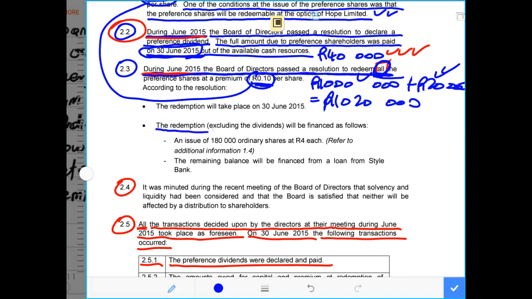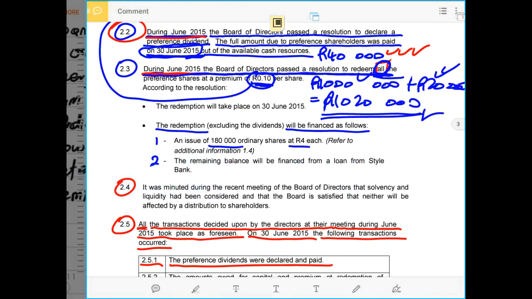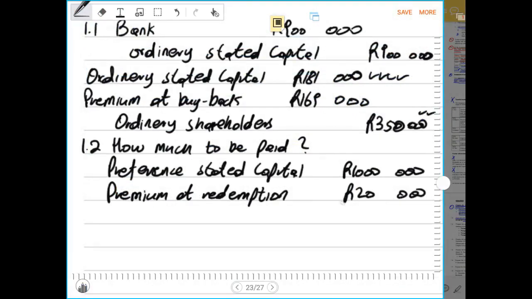They said the redemption excluding, that means do not include preference dividends, because they were already paid, there was money available. And they said it will be financed as follows. That means we must raise money to pay what we owe to the preference shareholder because of the redemption. First of all, this is number one, issue 180,000 shares at R4 in order to pay the 1,020,000 that you owe because of the redemption of the preference shares.